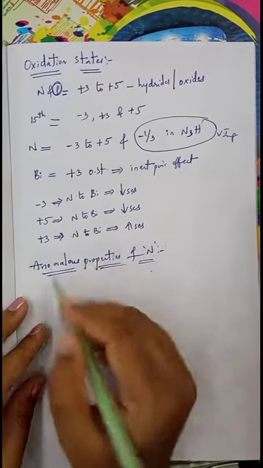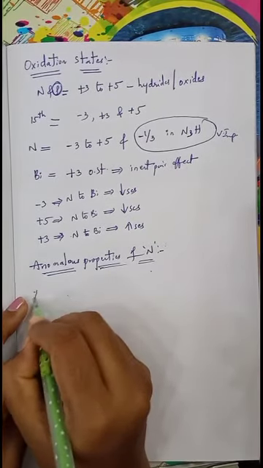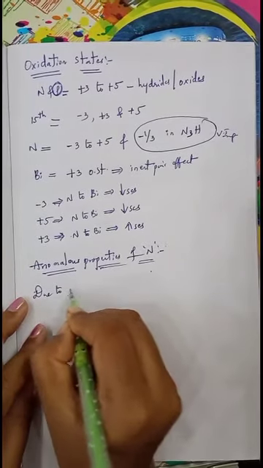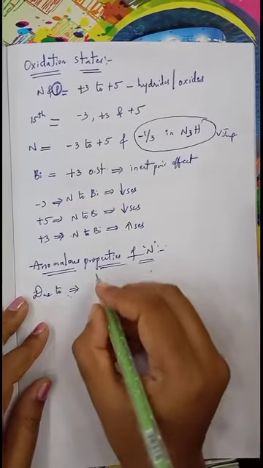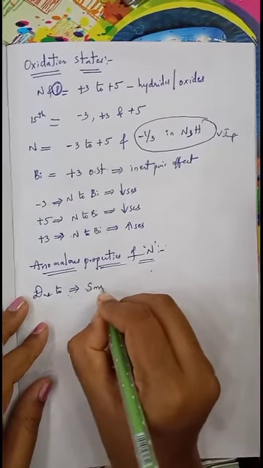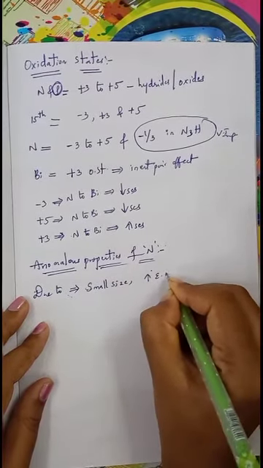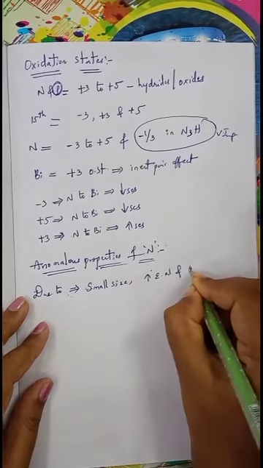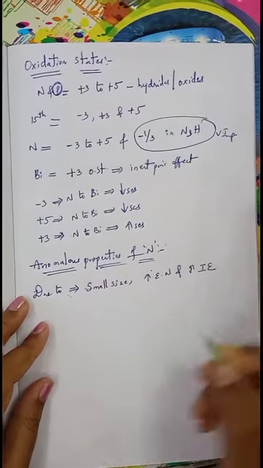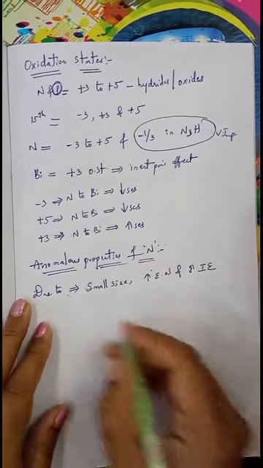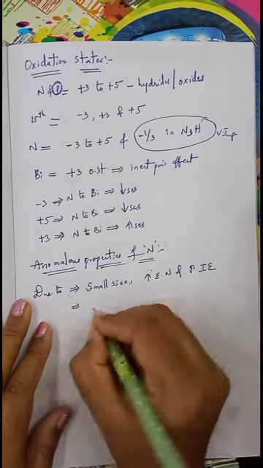The anomalous behavior of nitrogen is due to its small size, high electronegativity, high ionization enthalpy, and non-availability of vacant d orbitals.